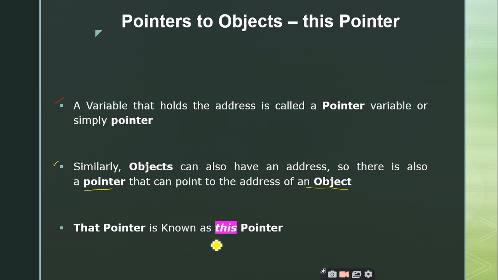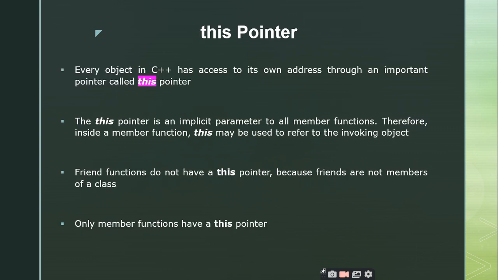So as and when you create an object from a class, you have a special pointer by which you can access the member functions as well as the member variables of that particular class. The special pointer that points to an object of a class is called the this pointer. Is it clear up to this point? Yes, sir. Yes, sir. So every object in C++ has access to its own address through an important pointer called the this pointer. This is what we have discussed in the previous slide also, right?